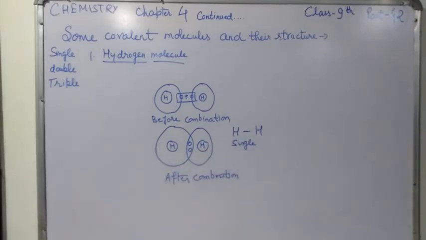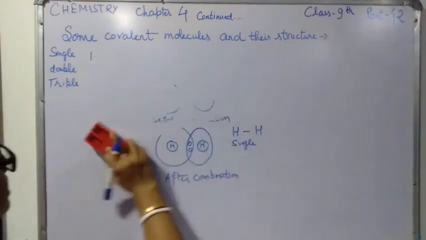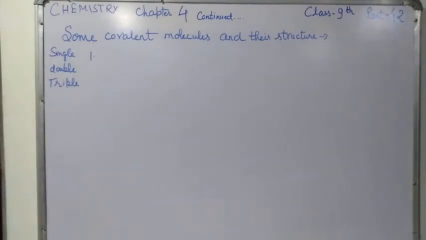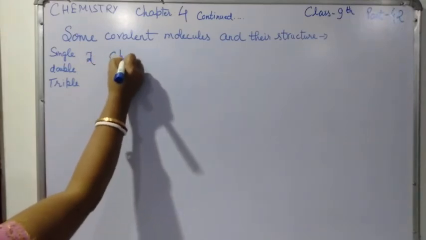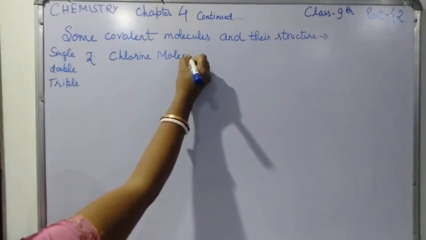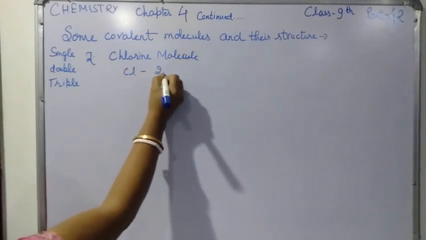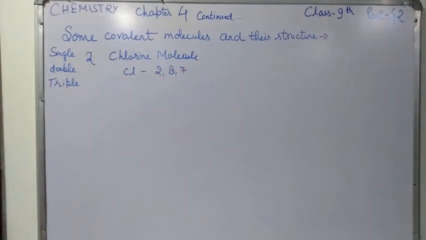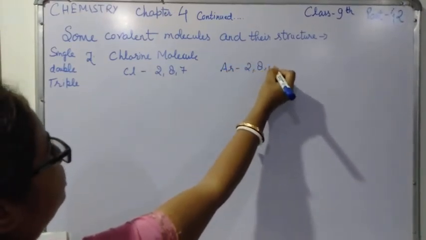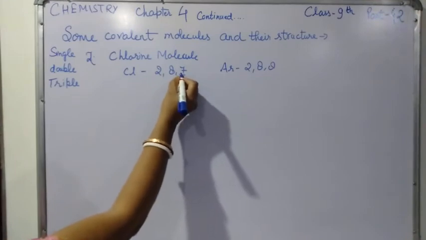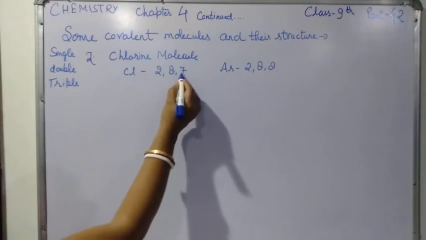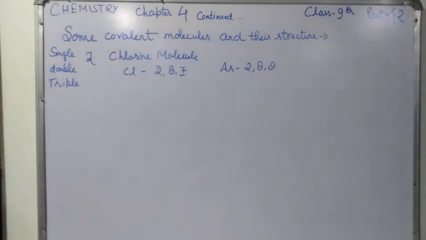Now the second example is the chlorine molecule. Chlorine's electronic configuration is 2, 8, 7 and its nearest inert gas is argon, and argon's electronic configuration is 2, 8, 8. Now this chlorine has one less electron to complete its octet. So it needs one more electron.